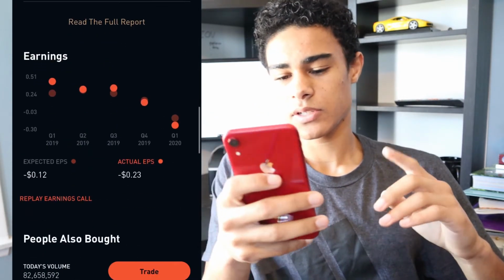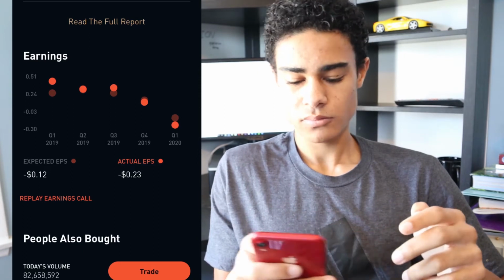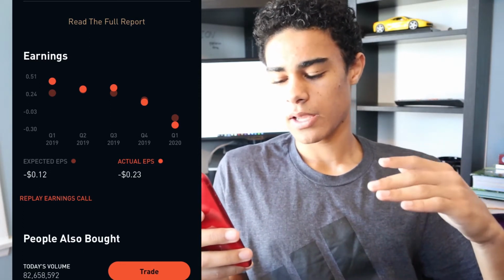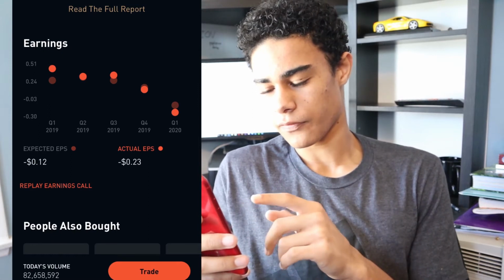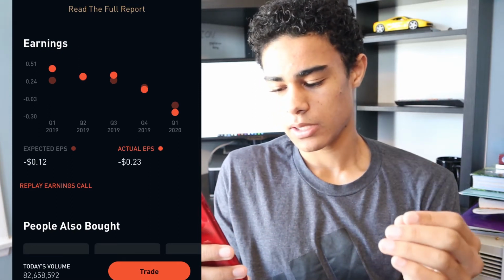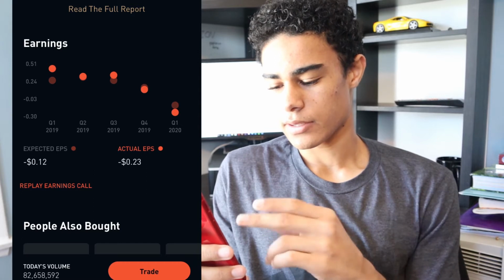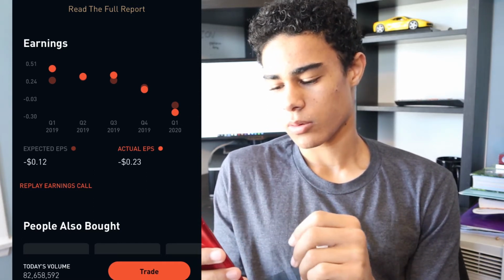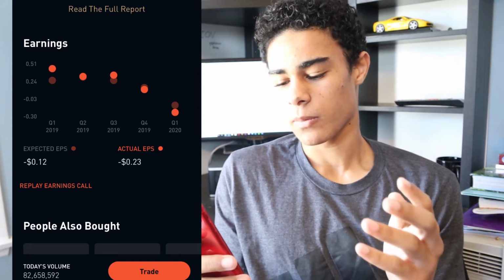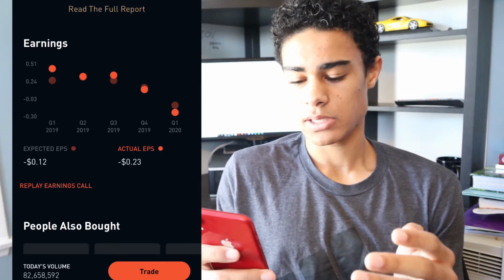But over here, this is where your earnings are. The faded gray dots are the expected earnings, and the red is the actual. So if you see on this last quarter, we actually fell below what the expected earnings was.